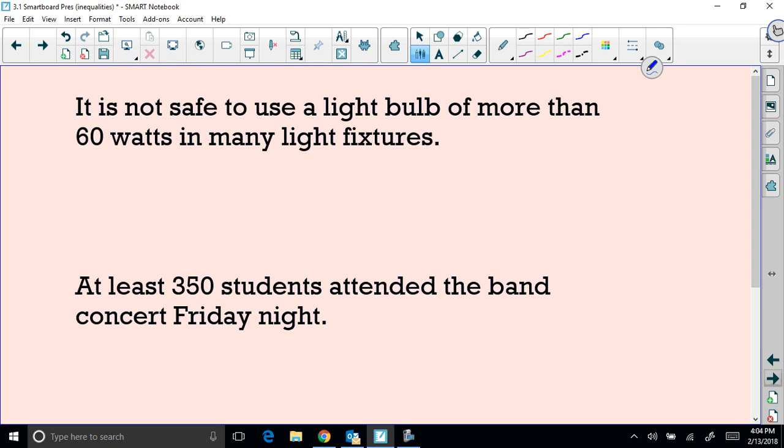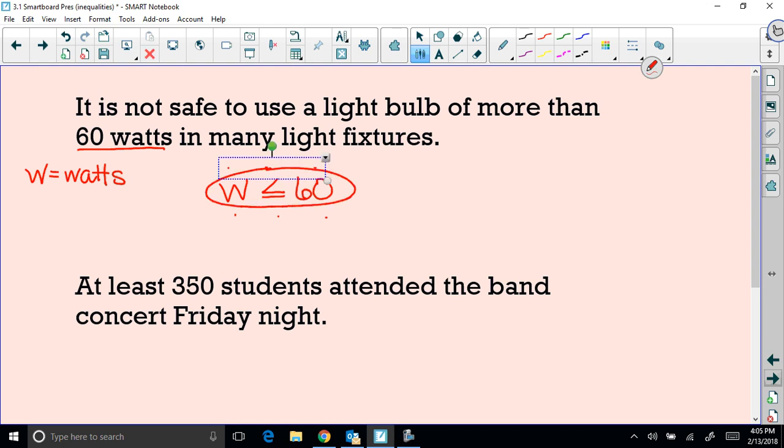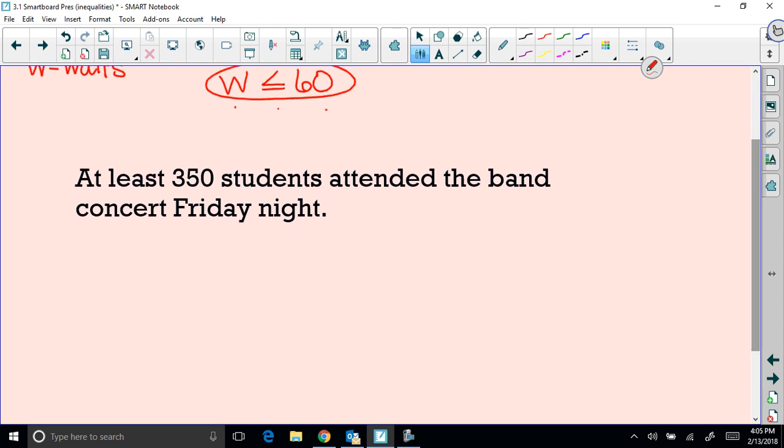The next one says it is not safe to use a light bulb of more than 60 watts in many light fixtures. So my variable is, I'm going to put W for my watts. Once again, I'm going to write my variable first. I'm going to put my numerical value next. So it's not safe to use a light bulb of more than 60 watts. It's not safe to use more than that. So do I want my watts to be more than 60? Or do I want my watts to be less than 60? I need them to be less than 60, but it could also be equal to 60. So when you're doing this, you need to think through it like I'm saying it out loud. Think of that in your head as you're doing this.